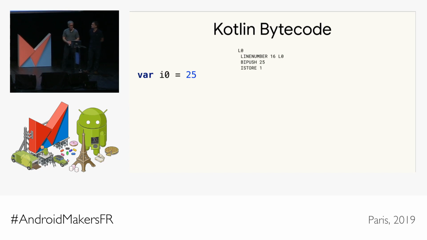So for this line of code, we have I0 equals 25. We have some metadata there, and then we have the two operations that are actually going on to do what we want, which is it's going to push a byte value extended to be an int onto the stack, and then it's going to pull that back off and put it into the first local variable.